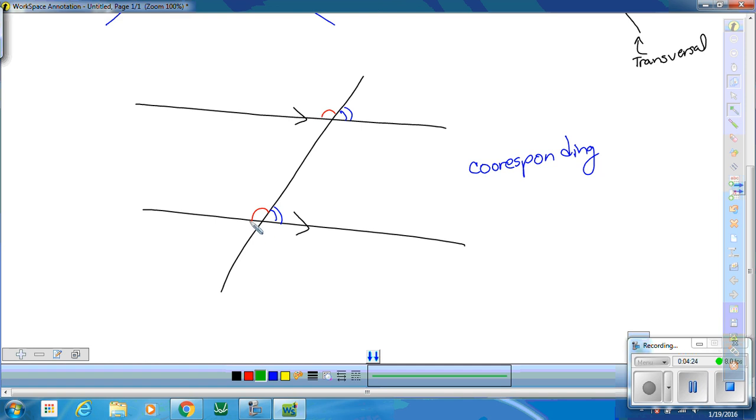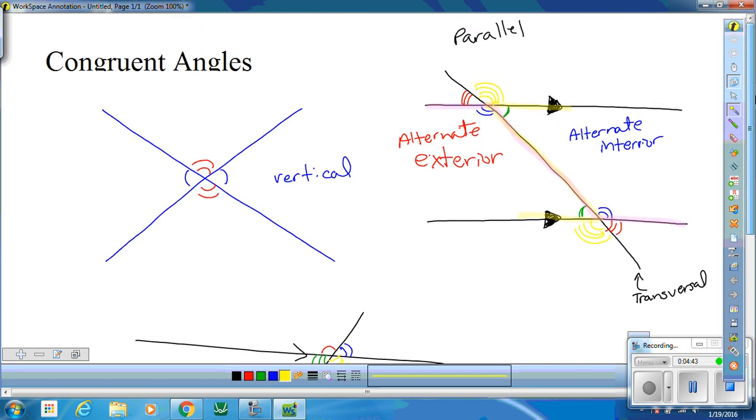The lower left side is going to have to be congruent to the other lower left side. And the lower right side is going to be congruent to the lower right side. And so those would be corresponding angles. Those are also congruent. These are all different types of angles that you want to keep in the back of your mind that are equal.